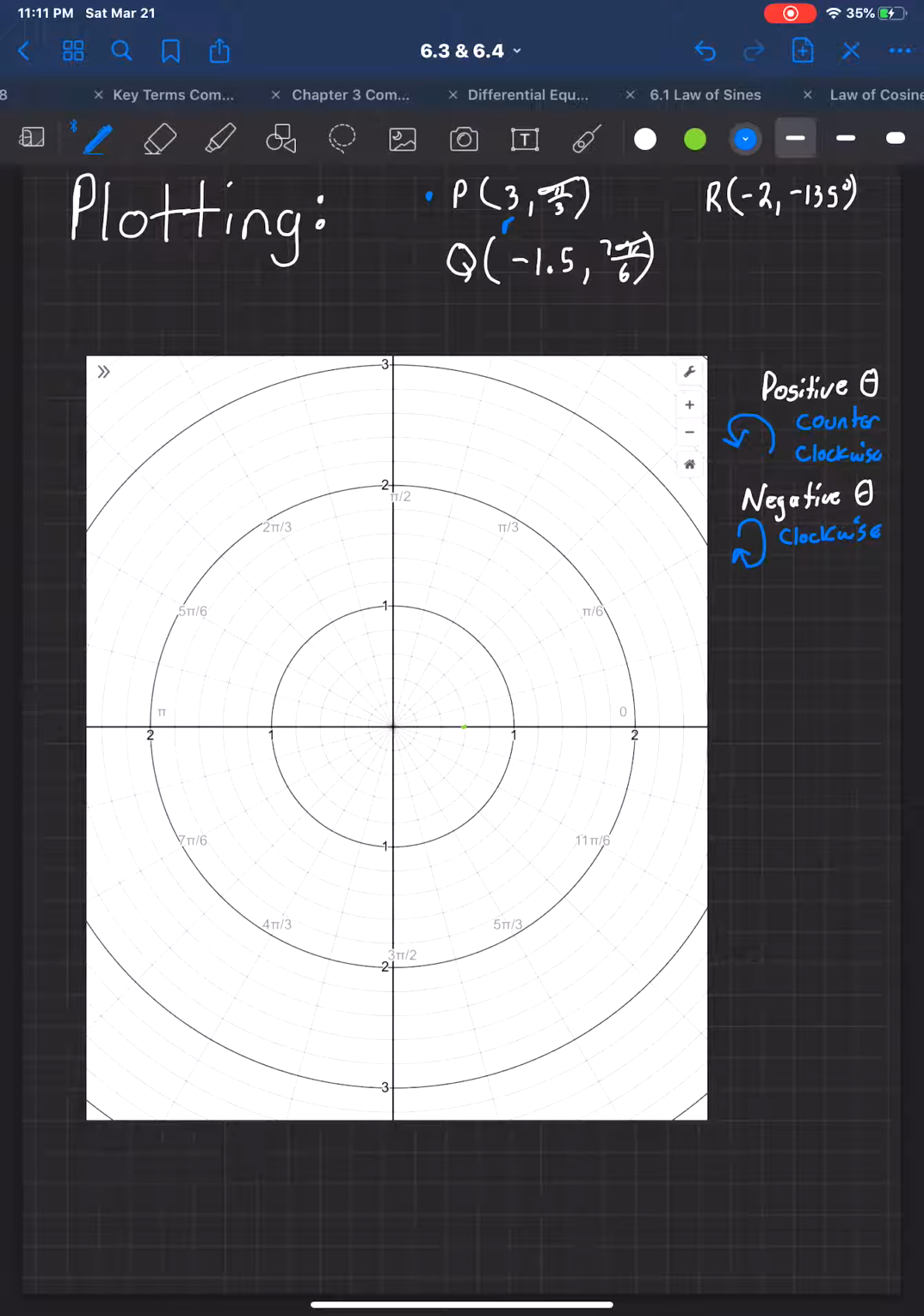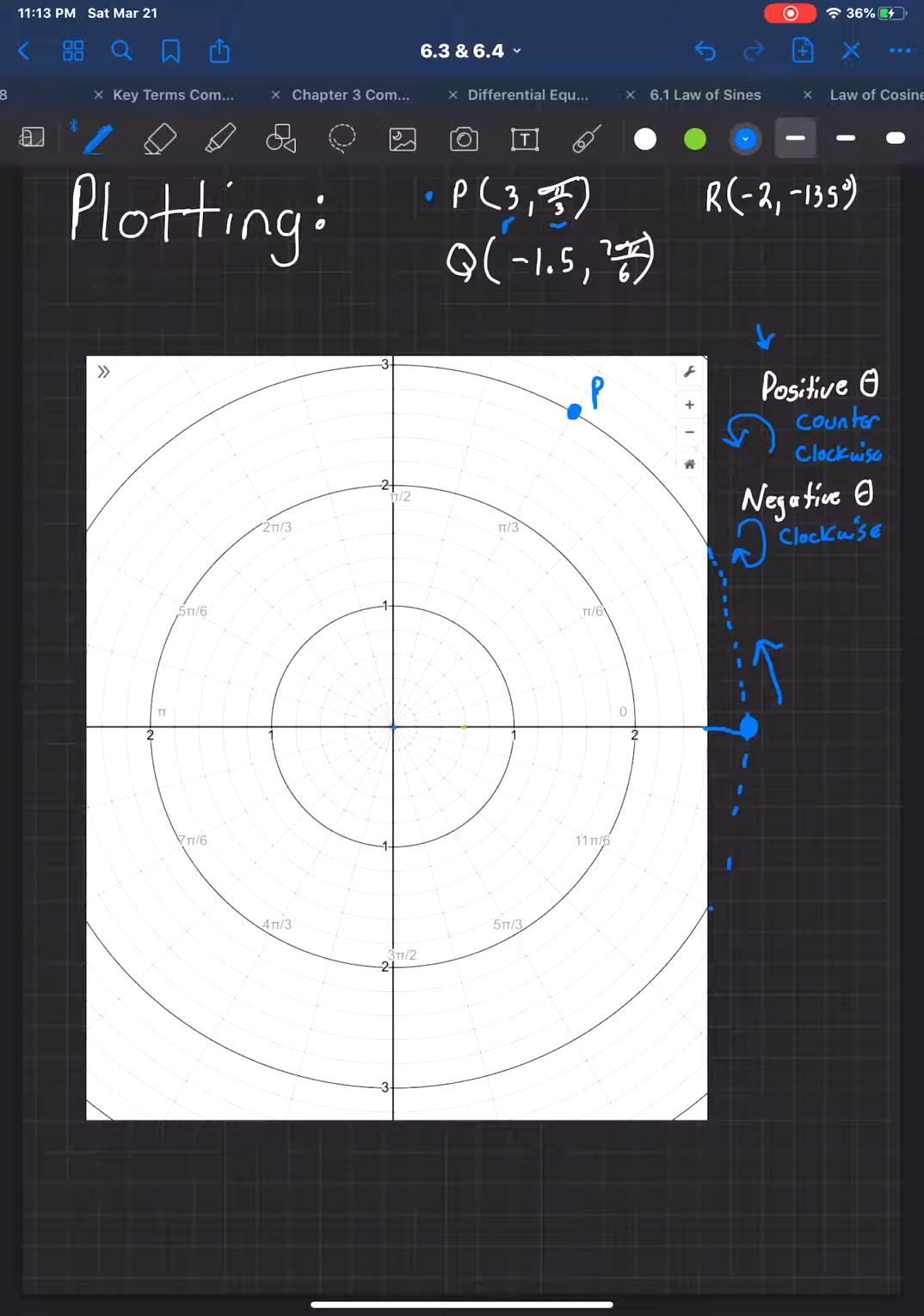And now it's time to rotate. Well, do you rotate clockwise or do you rotate counterclockwise? Since pi over 3 is a positive angle, we're going to rotate counterclockwise. So we're going to go this way, and we're going to rotate till we get to pi over 3, which is here. So now I'm at angle pi over 3 and on the circle of radius 3. And that is where point P would lie. Okay? So not bad, right? That's not that bad.